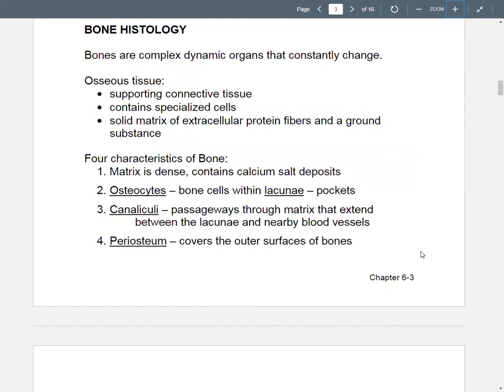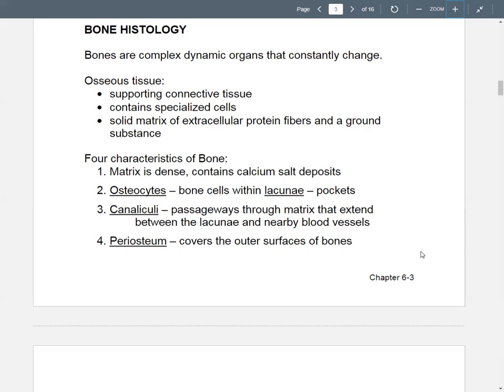A little on tissues and histology for bones. So bones, you might think of them as just being static, but they are changing all the time. They are involved in supporting the connective tissue in your body. They have a lot of specialized cells in them. They are composed of protein fibers and ground substance. It forms a solid matrix. Okay, characteristics of bone. The matrix is very dense, very tightly packed, has calcium in it.